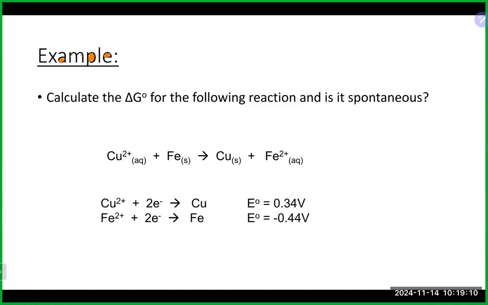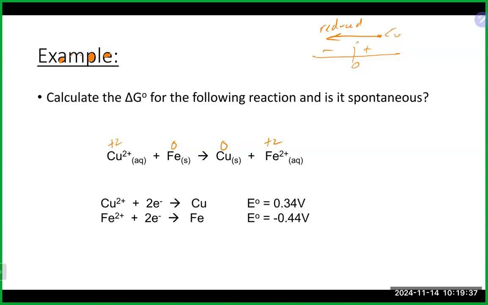So we do have an equation here, so we can see what's going on. We have copper going from +2. We have iron, which is 0. Copper on this side is 0. And our iron over here is +2. So the copper is getting reduced as it is going from +2 to 0. So it's being reduced.